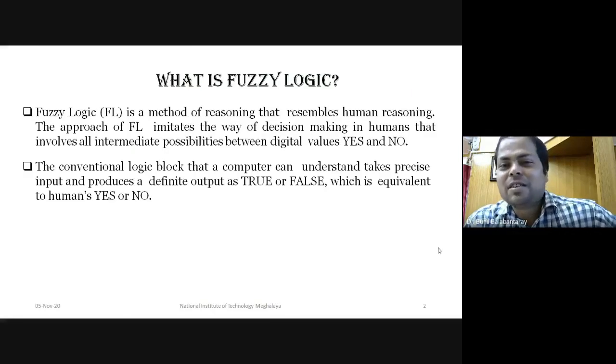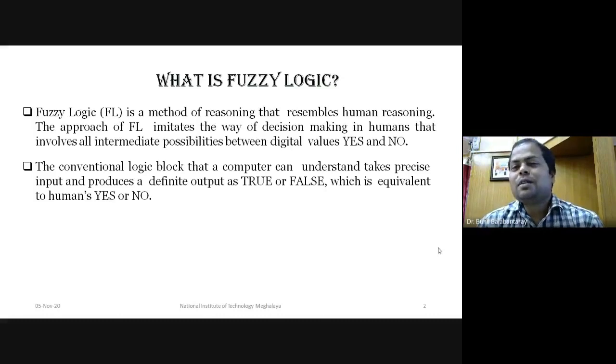Fuzzy logic is a method of reasoning that resembles human reasoning, and the approach of fuzzy logic basically creates a way to take a proper decision without involvement of human, without considering any digital values like yes or no. In conventional logic, we understand there are two kinds: rough set theory and fuzzy set theory. Some mathematics teachers are here, they know it better. Whenever we have a general set theory, that is, crisp set theory, we understand either a particular element belongs to a set or doesn't belong to a set. But we cannot decide what lies in between belongingness and not belongingness to a particular set.